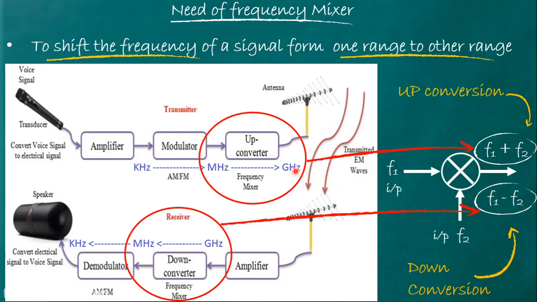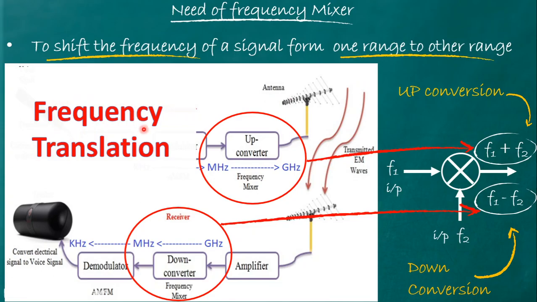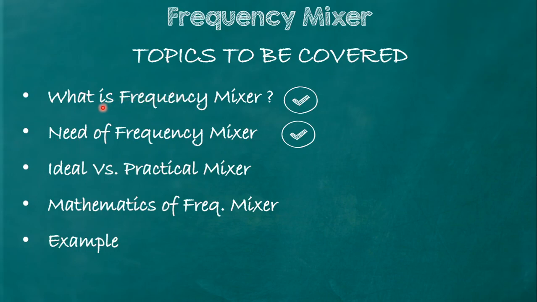So whether we want to shift the frequency from lower to higher, which is called up conversion, or from higher to lower, which is called down conversion, we have to use this mixture. Since the mixer is changing the frequency from one range to another, that is, from lower to higher or higher to lower, we can say that the frequency mixture is doing the task of frequency translation. So we come to know that to perform frequency translation we need a frequency mixture.